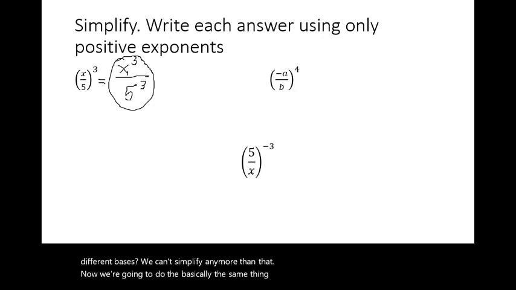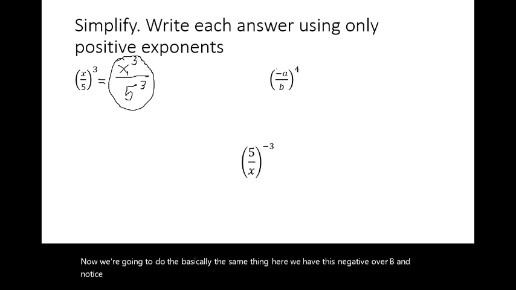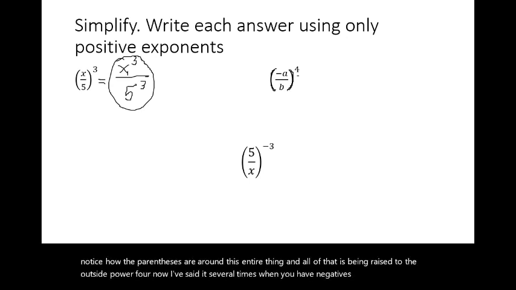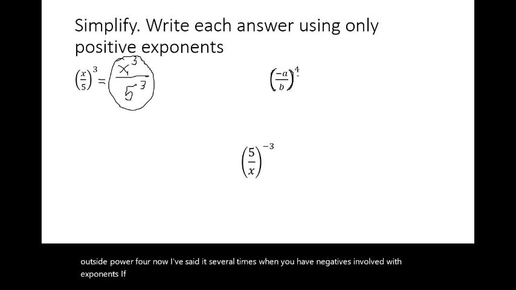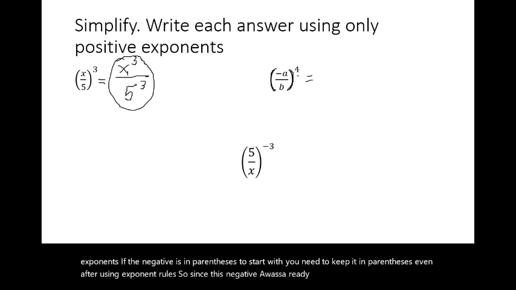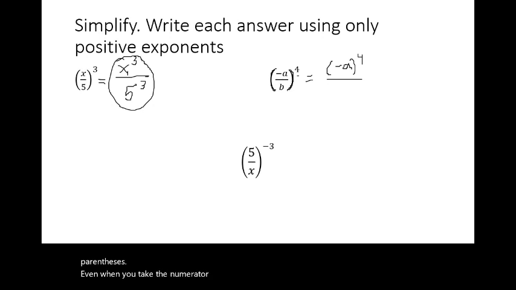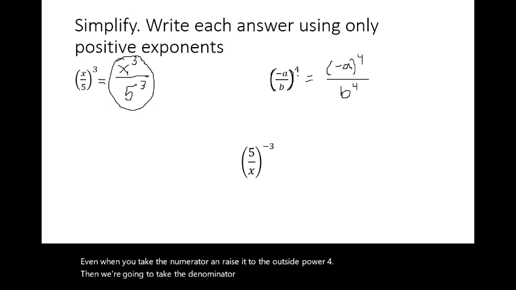We have this negative a over b, and notice how the parentheses are around this entire thing, and all of that is being raised to the outside power 4. I've said it several times: when you have negatives involved with exponents, if the negative is in parentheses to start with, you need to keep it in parentheses even after using exponent rules. So since this negative a was already in parentheses, it needs to stay in parentheses when you take the numerator and raise it to the outside power 4. Then we take the denominator and raise it to the outside power 4.